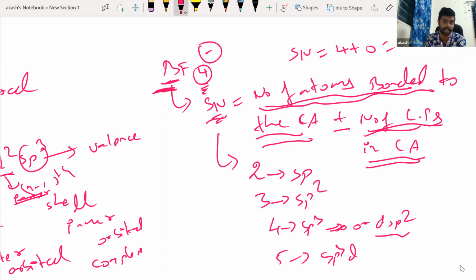The answer is no, it doesn't have any lone pair. The steric number is 4. So 4 means this boron is going to be sp3 hybridized. Okay, this boron is going to be sp3 hybridized.